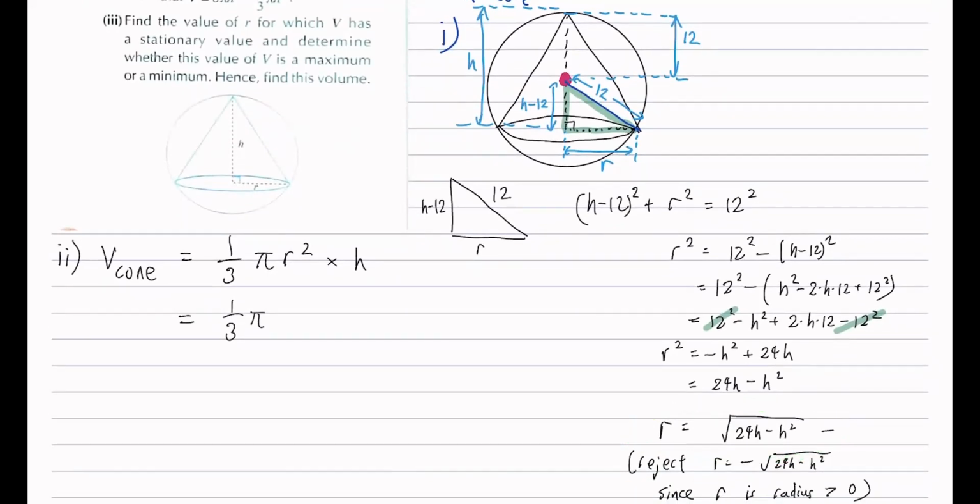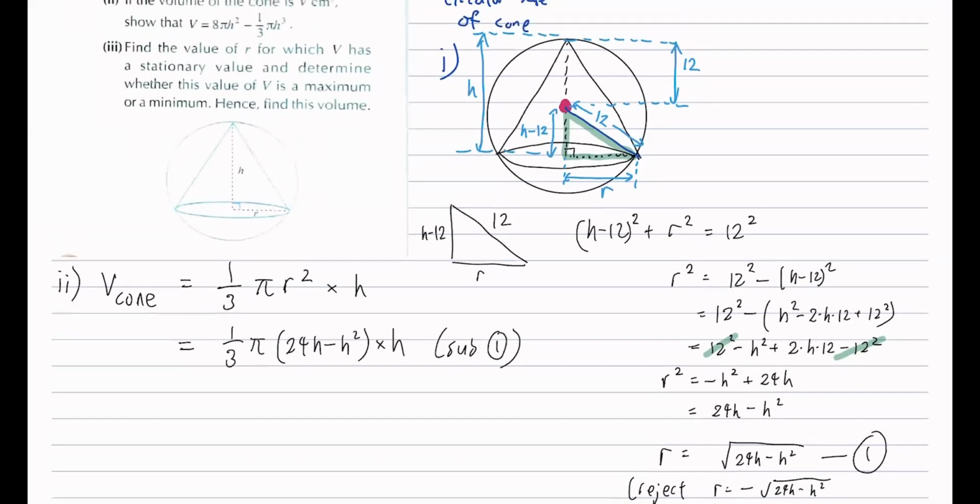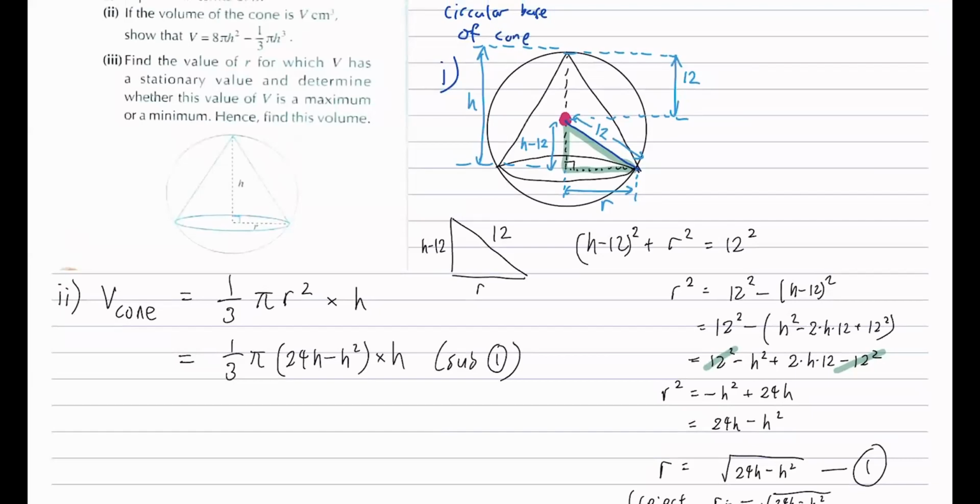Then I just put R square, 24H minus H square. Very good. Square the square root, no more. So you're just left with 24H minus H square times H. Then just expand and you will get 8 pi H square minus 1/3 pi H cube. Okay, let's just do it. So 1/3 pi, leave it alone. Multiply the H in: 24H square minus H cube.